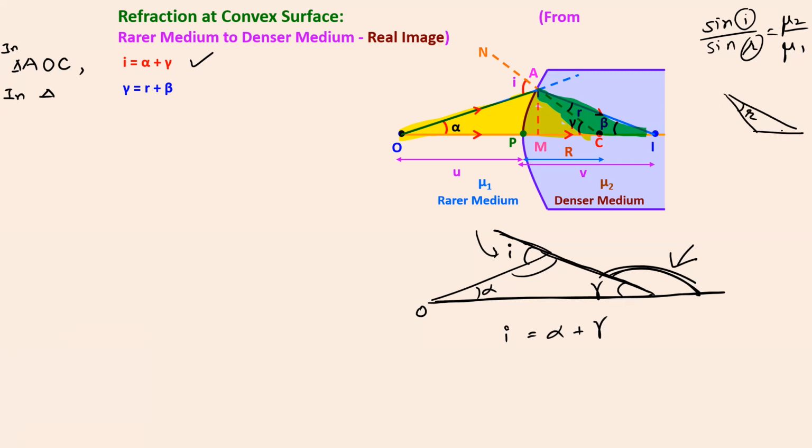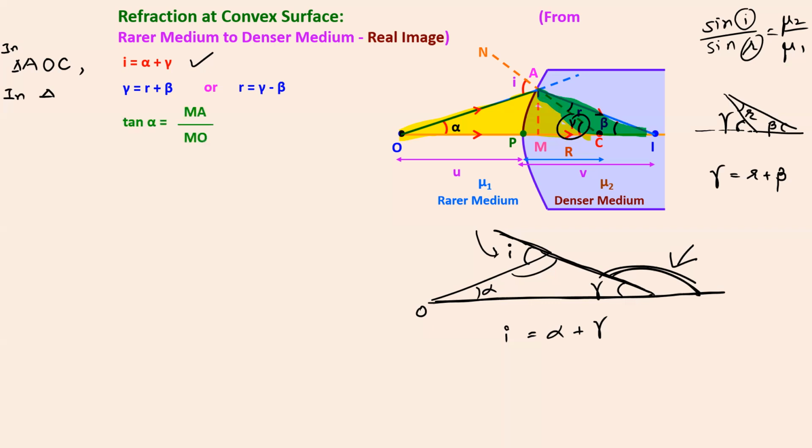This is your r and this one is your beta. That means if you extend this line, you can see over here there is a gamma. So gamma is the exterior angle, and that is how you get r plus beta. So you can make r the subject, gamma minus beta. That is how we got I and r, the angle of incidence and angle of refraction, in terms of alpha, beta, and gamma.